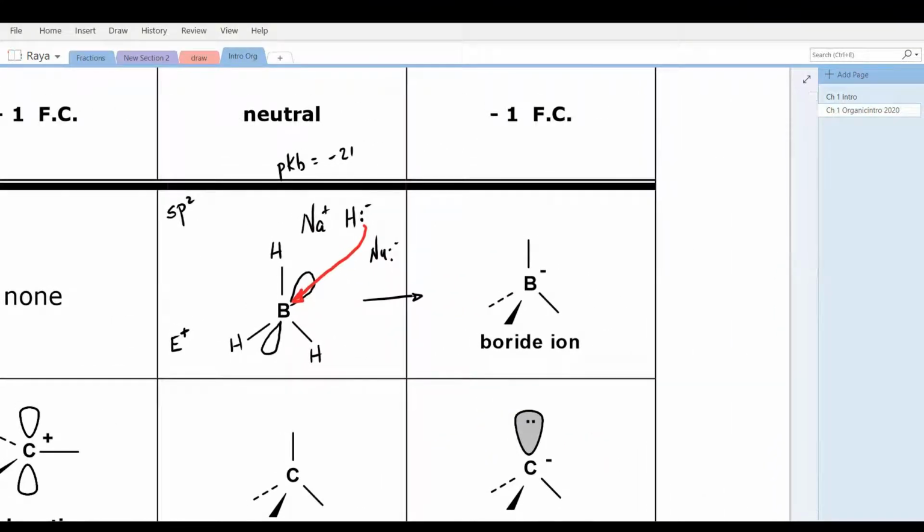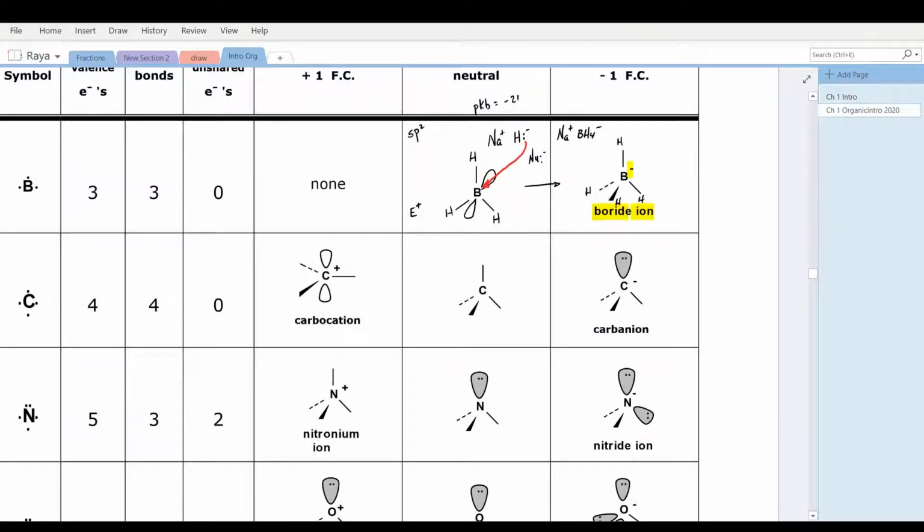We'll put in some hydrogens here. This would be formed. And the compound as a whole would look like this: Na+, BH4-, and that's sodium borohydride. But within the borohydride anion, we see that boron itself is an anion. How many electrons does it own? Half of what it shares. It owns 1, 2, 3, 4. For a group 3A atom to own 4 electrons, it must be negatively charged, and so it's called a boride ion. We've already discussed carbon in a previous video, so I won't spend time with that here.